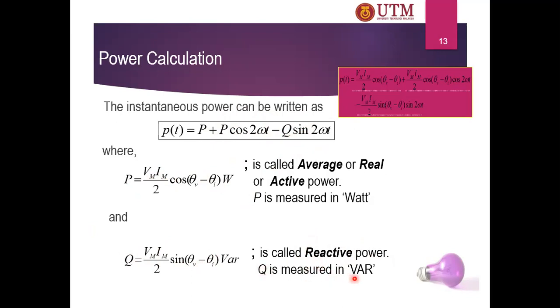So now we have introduced three types of power in an AC circuit. First, the instantaneous power, which always oscillates depending on time, that is, it is time dependent. From this instantaneous power we define the average power, whose unit is watt. The third is the reactive power, whose unit is var.